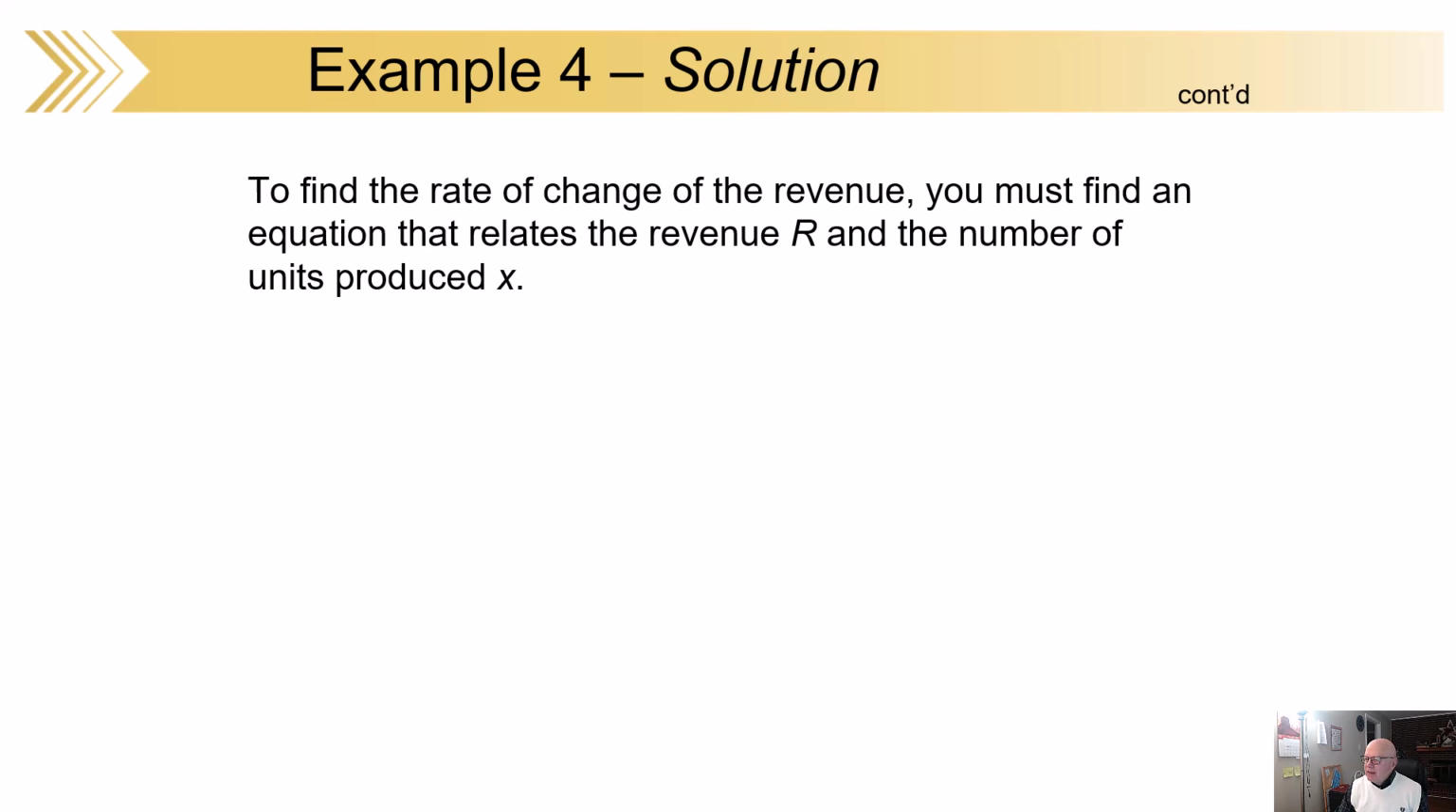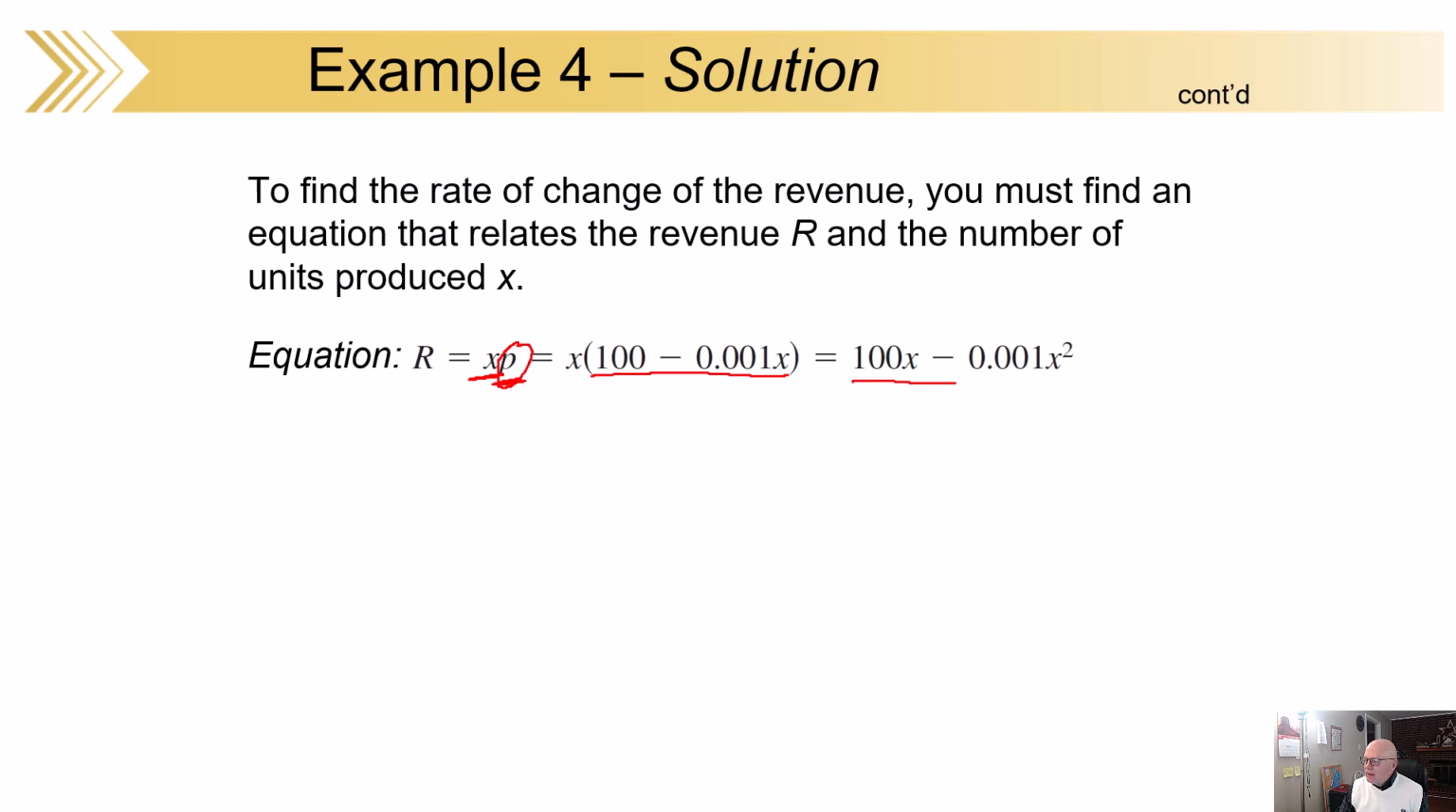And to get that, you need some kind of an equation that puts R and x together in the same equation. Well, here's our equation. We had it in terms of P, but that isn't good enough. That's not the revenue. We need x times P. That's how much money we're going to make by selling it at this price for each one and selling that number of items or producing that number of items. And here was our price equation or our demand equation. Multiply that by x to get the revenue, and there is our equation or our formula.